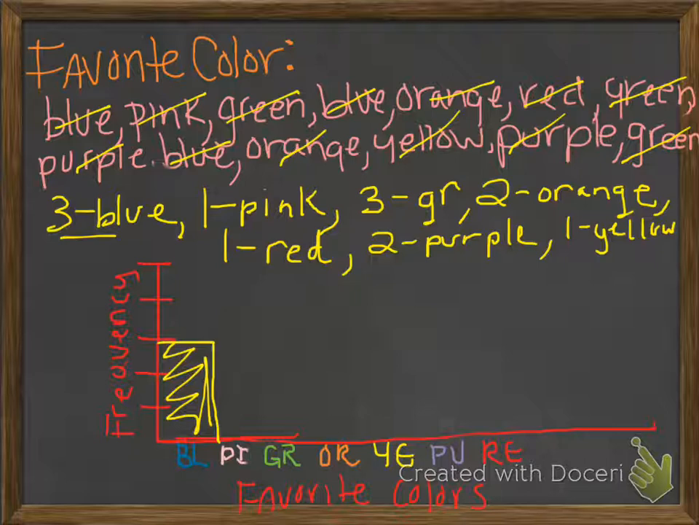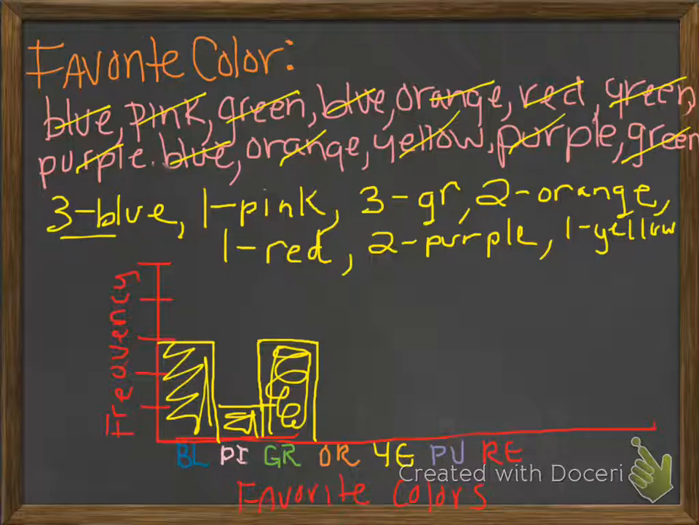There's 1 person that has a favorite color of pink, so I'm going to draw a bar that goes up to 1 for my pink. 3 people have a favorite color of green, so I'm going to draw a bar that goes up to 3 for green, and shade it in. 2 people have a favorite color of orange. 1 person has a favorite color of red. I know I kind of skipped down there, but that's okay to do as long as you still don't have any spaces when you're done.